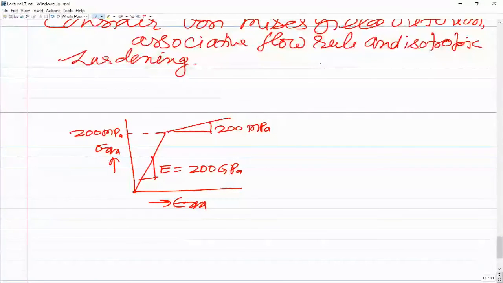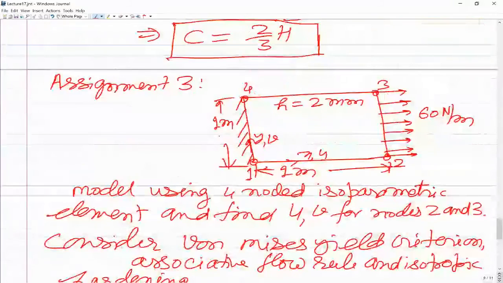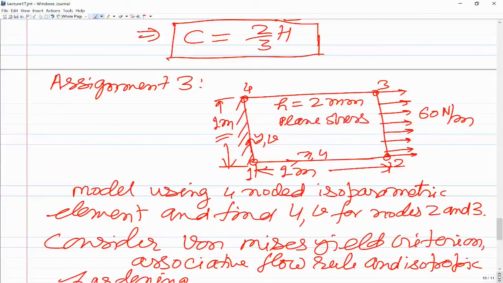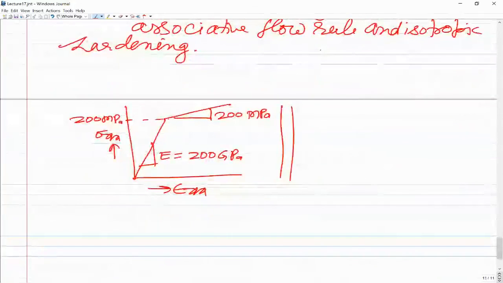No. For this problem, because the x and y dimensions are comparable, this will be under a plane state of stress. So the non-zero components of stresses are going to be sigma xx, sigma yy, and tau xy. Of course, sigma zz, tau xz, and tau yz would be 0, but sigma xx, sigma yy, and tau xy would be non-zero. So this is a plane stress problem. The material data I have given is for the uniaxial loading case.